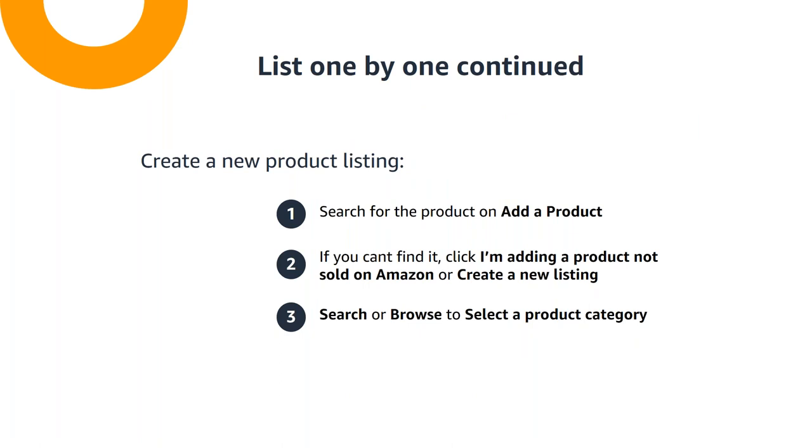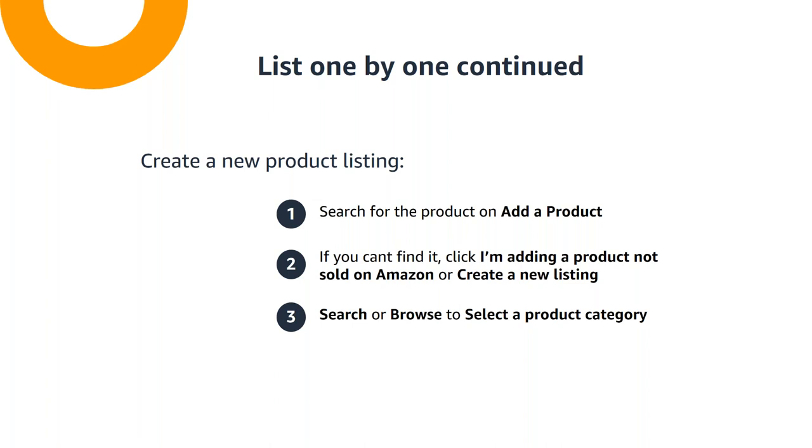If you can't find your item when you search using the Add a Product page, you'll need to provide full product information to create a new detail page. You'll also provide information about your offer. Keep in mind that in order to create a new detail page for a product enrolled in Amazon's brand registry, you need to be the product's brand owner or a brand qualified seller. To start the process, you can either click the link "I'm adding a product not sold on Amazon" below the search bar, or you can click the Create a New Listing link next to your search results.